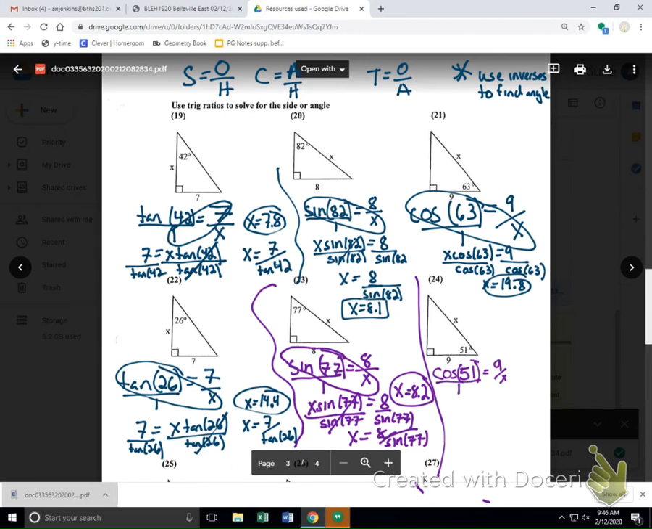We're going to put a 1 in the denominator, cross multiply. X cosine of 51 equals 9. When I get x by itself, I'm going to divide by cosine of 51. X equals 9 divided by cosine of 51, which is 14.3. Thanks.